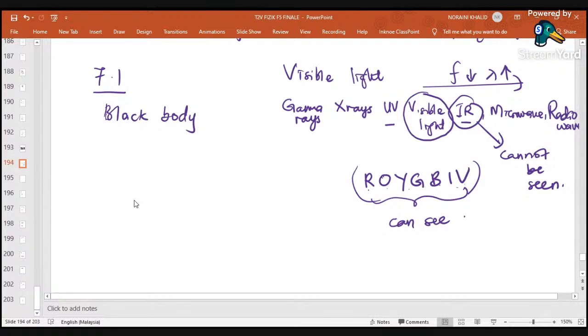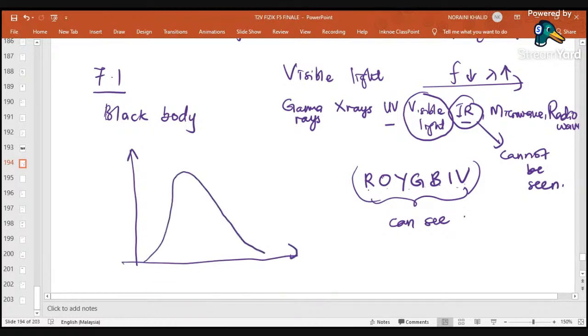Okay, so you must understand the concept of black body, the idea of the quantum physics theory. Okay, the graph. This is the intensity of light, or intensity of radiation. Keamatan cahaya. Okay.